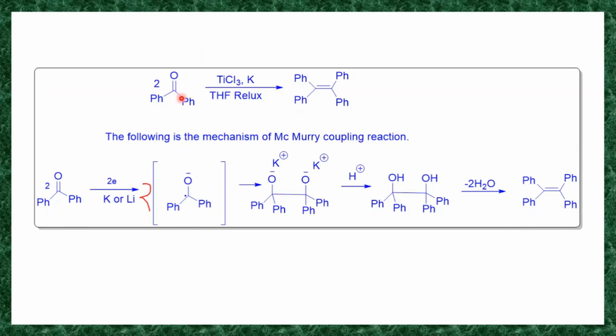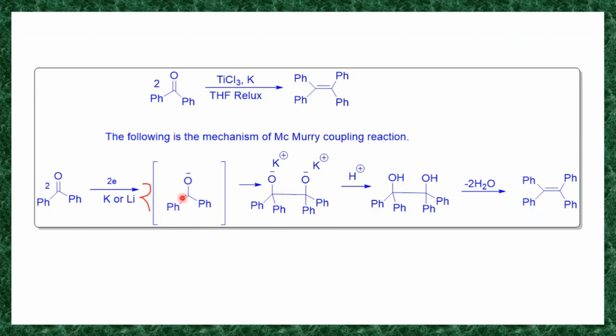This benzophenone undergoes McMurry coupling reaction. Two molecules of benzophenone, in presence of titanium trichloride and potassium metal, give this alkene as a product. The mechanism is very simple. This benzophenone undergoes reaction with potassium or lithium metal. Reduction of this carbonyl compound takes place, and it generates a radical ion.